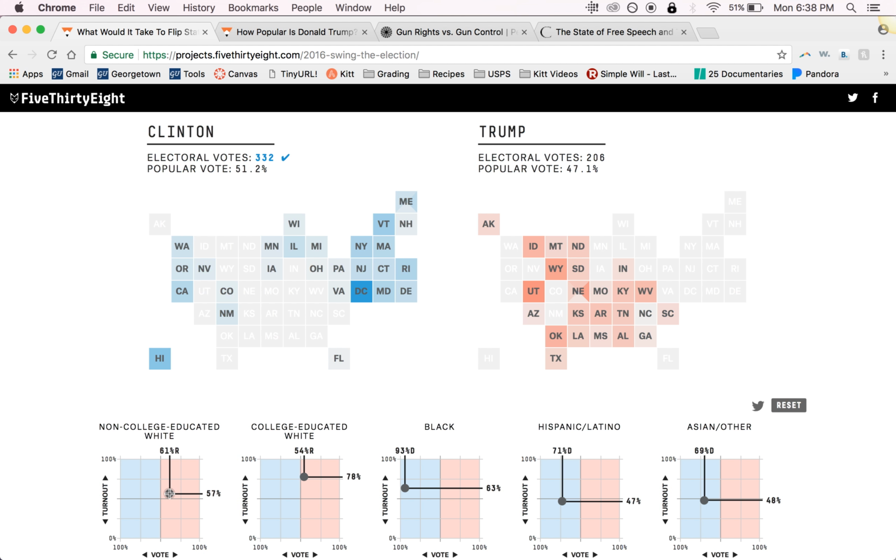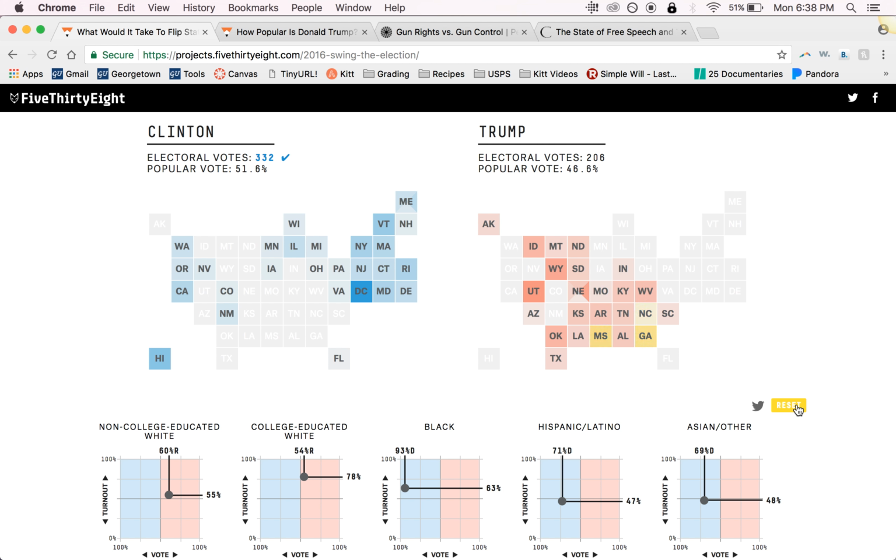So let's think of, again, from the Clinton perspective. If Clinton wants to do better, she can try to lower the turnout rate of college-educated whites, non-college educated whites, or get them to vote more favorably for her. Those moves will turn a couple more states in the Democratic direction, enhancing her electoral majority. Let me go reset here.